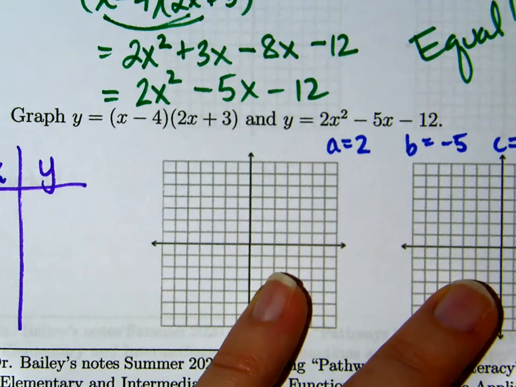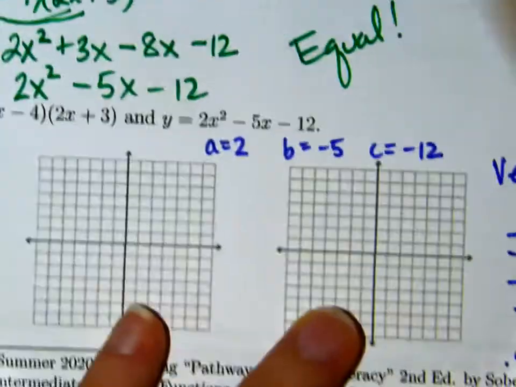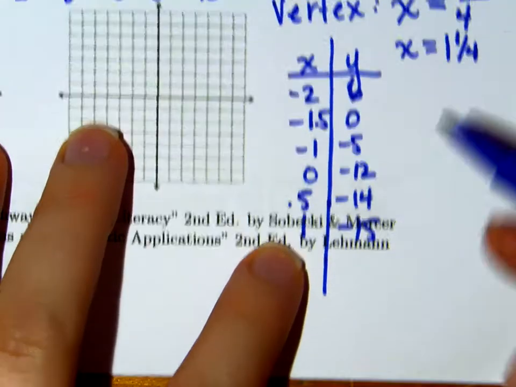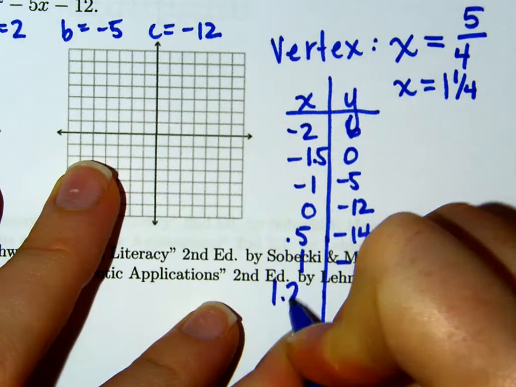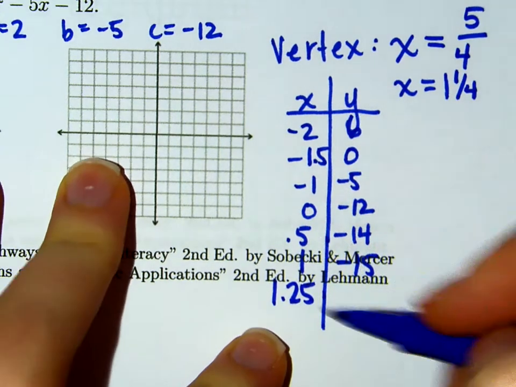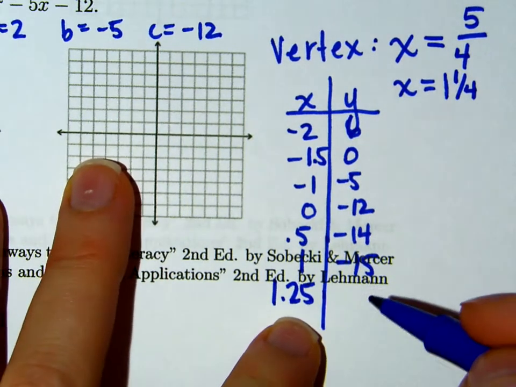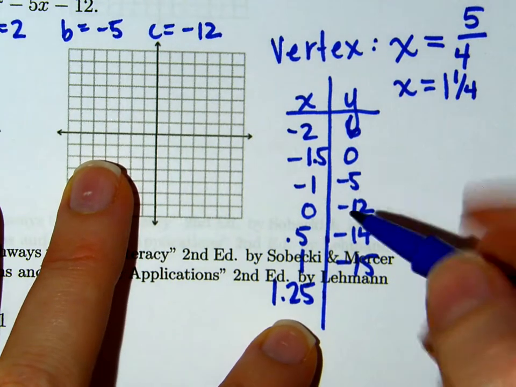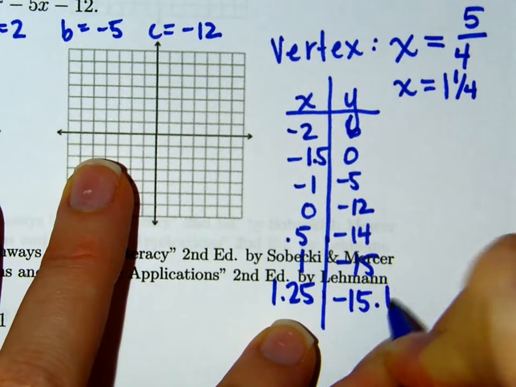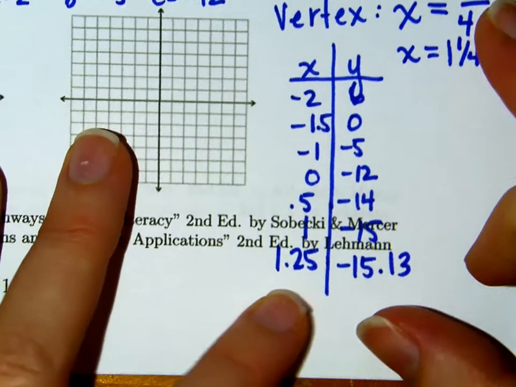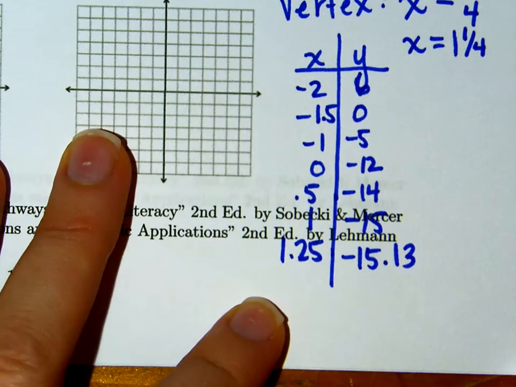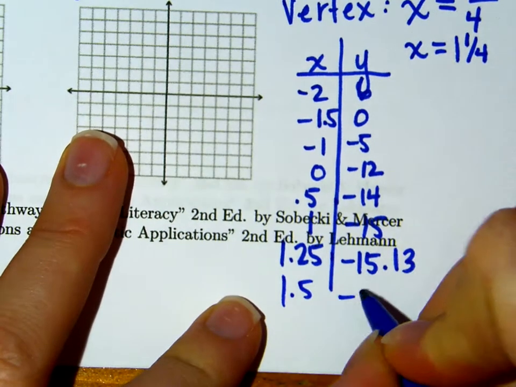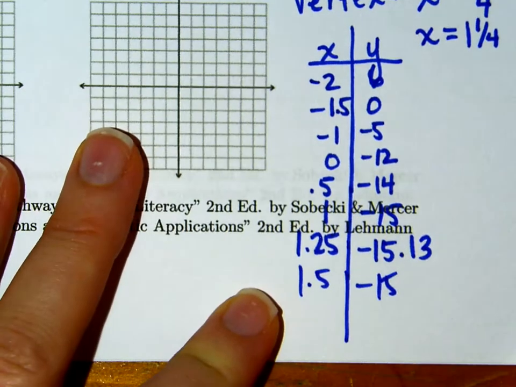But remember, our vertex happened at 1.25. So I'm going to have to put in 1.25, nearing the center of my chart here. There's a lot of data here, and the calculator approximated this to -15.13, or 15 and 13/100, about. And then at 1.5, -15.